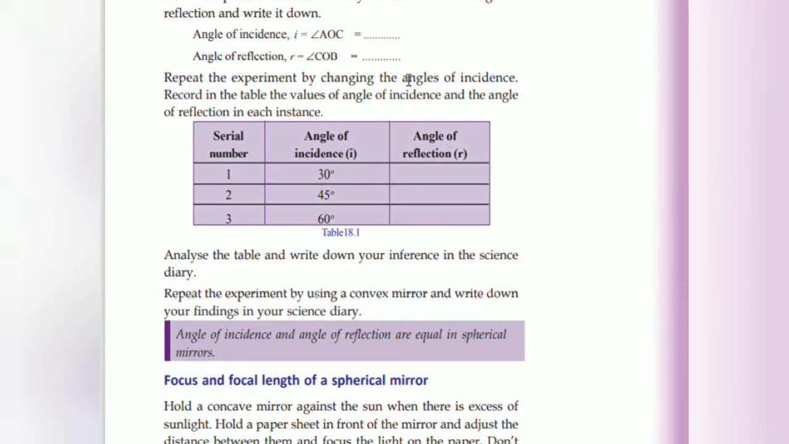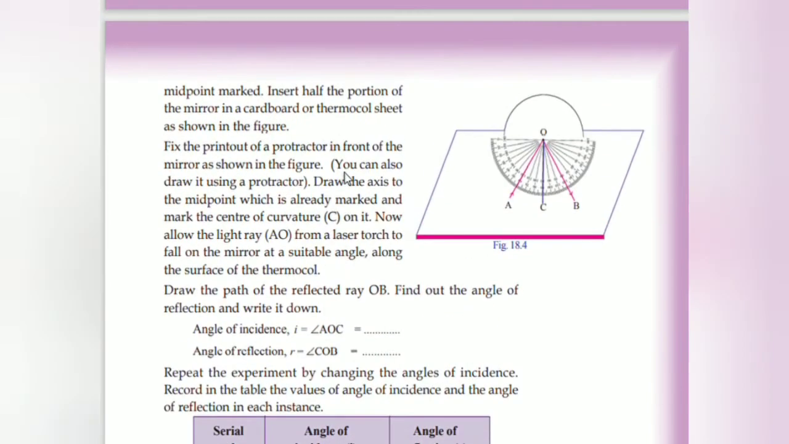Repeat the experiment by changing the angle of incidence and record it in the table. That is, the angle of incidence is taken as 30 degrees, 45 degrees and 60 degrees. Consider this as the angle of incidence, that is the incident ray which is falling on the mirror.